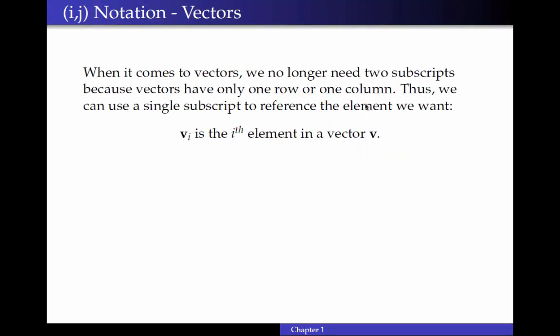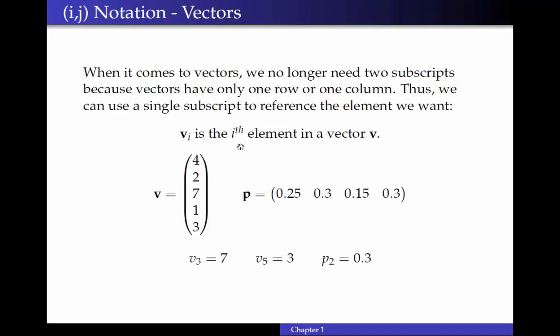So when it comes to vectors, we no longer need two subscripts because vectors only have one row or one column. So here we can just use a single subscript to reference the element that we want. Vi is going to be the ith element in a vector V. So here V3 is equal to 7, V5 is equal to 3, and P2 is equal to 0.3, the second element in P.